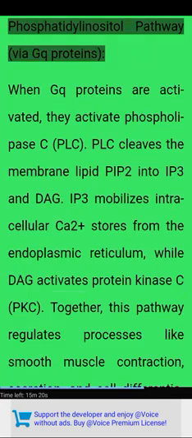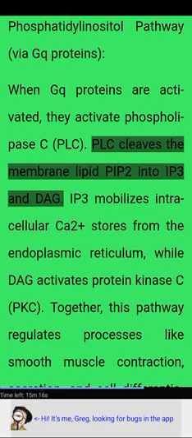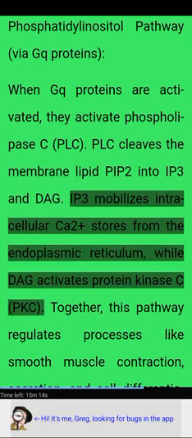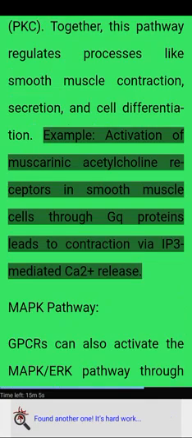Phosphatidylinositol pathway via Gq proteins. When Gq proteins are activated, they activate phospholipase C, PLC. PLC cleaves the membrane lipid PIP2 into IP3 and DAG. IP3 mobilizes intracellular Ca2+ stores from the endoplasmic reticulum, while DAG activates protein kinase C, PKC. Together, this pathway regulates processes like smooth muscle contraction, secretion, and cell differentiation. Example: activation of muscarinic acetylcholine receptors in smooth muscle cells through Gq proteins leads to contraction via IP3-mediated Ca2+ release.